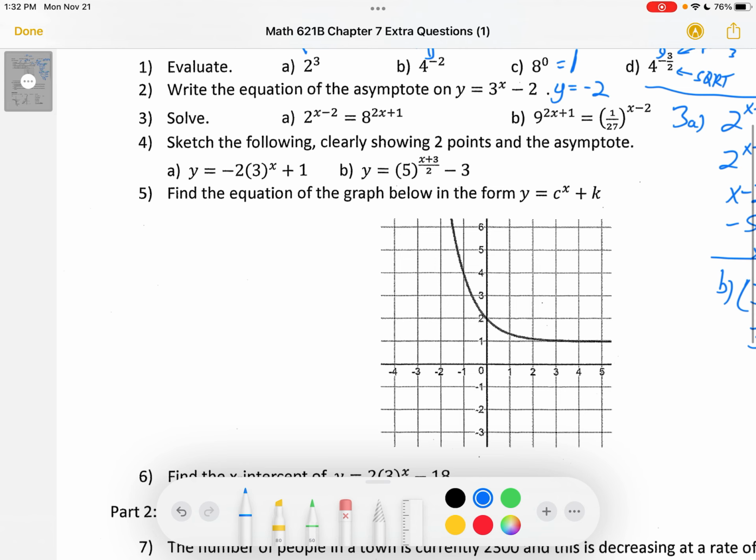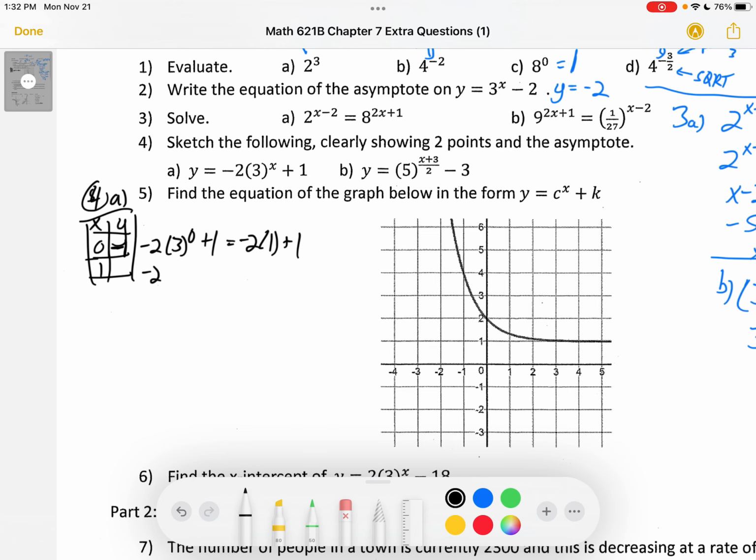All right, number 4, sketch showing 2 points in the asymptote. So in this one, first one, I can choose any x and y values I want. I just think 0 and 1 are going to be easy x values. And if I put in 0, this will be 4a. I'll have negative 2, 3 to the 0 plus 1, or negative 2 times 1 plus 1. That'll just give me negative 1. Okay. If I put in 1, I'll get negative 2, 3 to the 1 plus 1, or negative 6 plus 1, or negative 5. Great, those are 2 points.